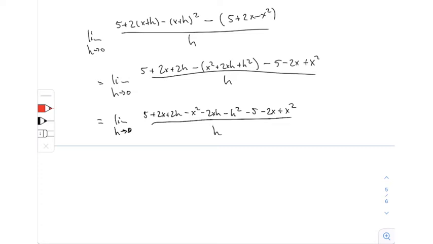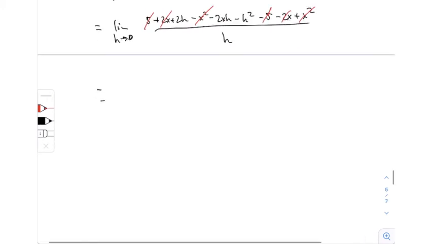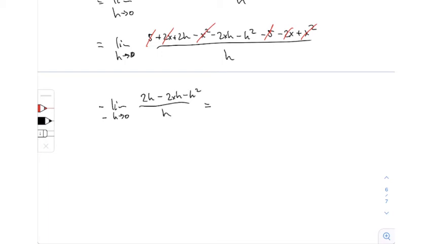So I got the 5 here and a minus 5. I got a plus 2x and a minus 2x. 2h is fine, it has h's on it. Minus x squared and a plus x squared. And now everything else that remains has an h in it. So this is the limit as h goes to 0 of 2h minus 2xh minus h squared, right? That's just what's left over after I cancel all that stuff.